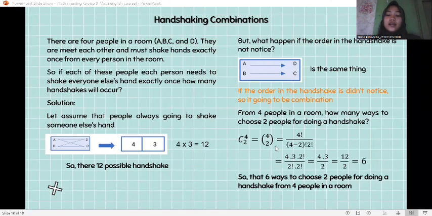equals 4 factorial divided by 4 minus 2 factorial times 2 factorial. So, equals 4 times 3 times 2 factorial divided by 2 factorial times 2 factorial. 2 factorial divided by 2 factorial equals 1. So, 4 times 3 divided by 2 factorial, which is 2. So, 4 times 3 equals 12, divided by 2 equals 6. So, there are 6 ways to choose 2 people for doing a handshake from 4 people in a room.